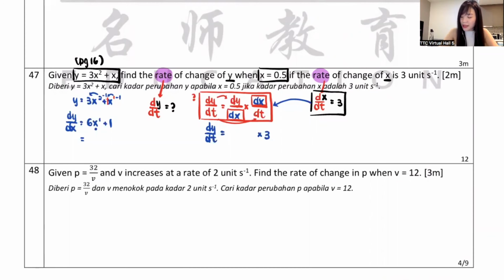People tell me what? X is 0.5. So they give me that for a reason, I think. Isn't it sub 0.5 inside? Right? So 6 times 0.5 plus 1. I press calculator, I get the answer of 4. So my dy dx is 4. 4 times 3, I guess getting answer, 12.